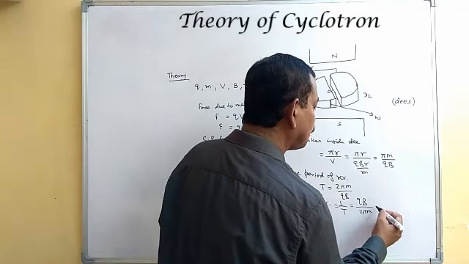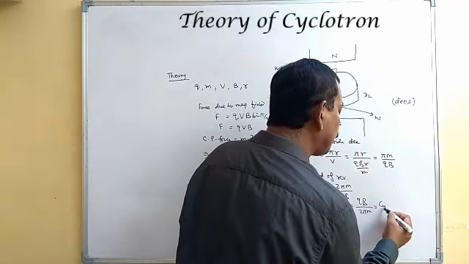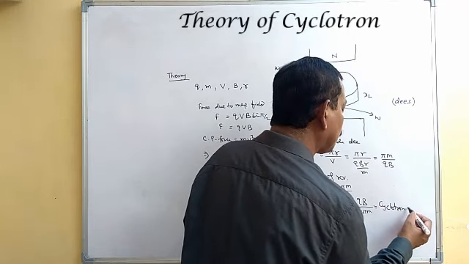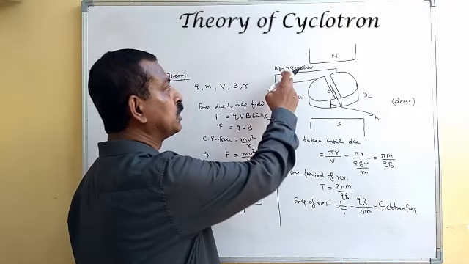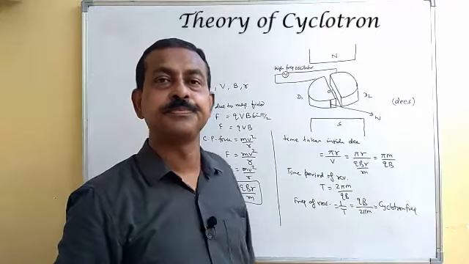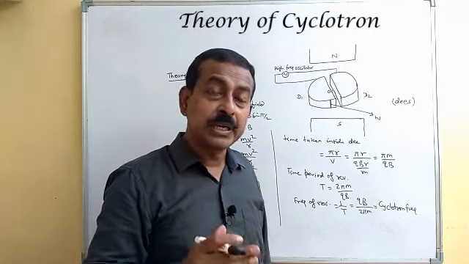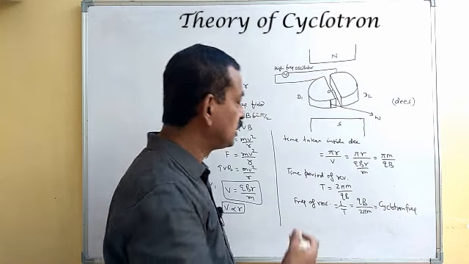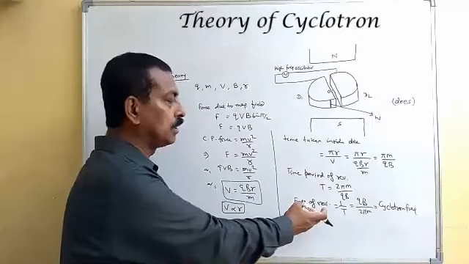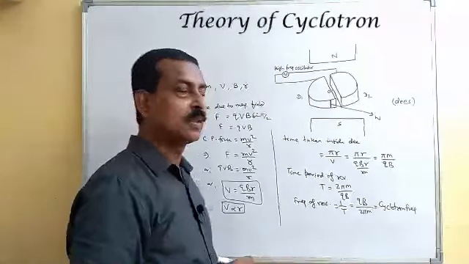This is also called the cyclotron frequency. Remember, this will also be the frequency of this oscillator. Then only it will have the synchronized motion. So this is the expression for the time period or frequency of revolution.